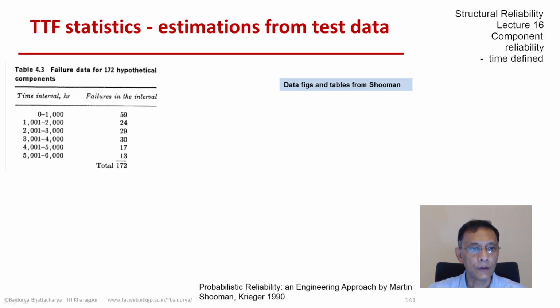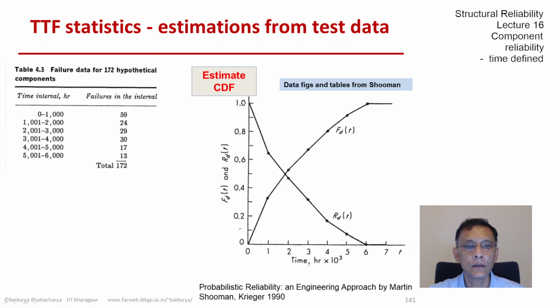So the first task will be to estimate the CDF of this item, so of the time to failure of this item. So let's reproduce the figure from Shooman's book, and we will make sure that we are able to reproduce the results. So let's take it interval by interval. So obviously when time equals 0, the CDF is 0. So that's the origin from which we will start.